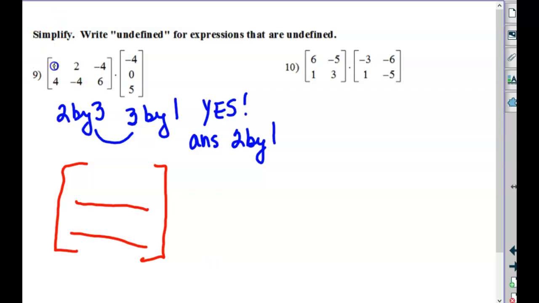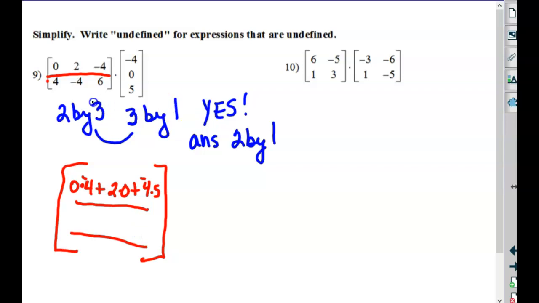Okay, what are we doing first? The row by the whole column. So it's 0 times -4 plus, what's the next one? 2 times 0 plus -4 times 5. Okay?